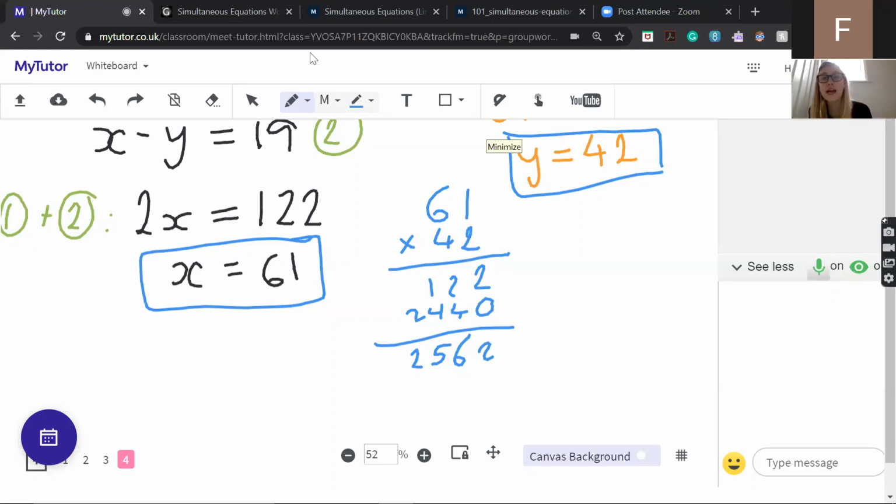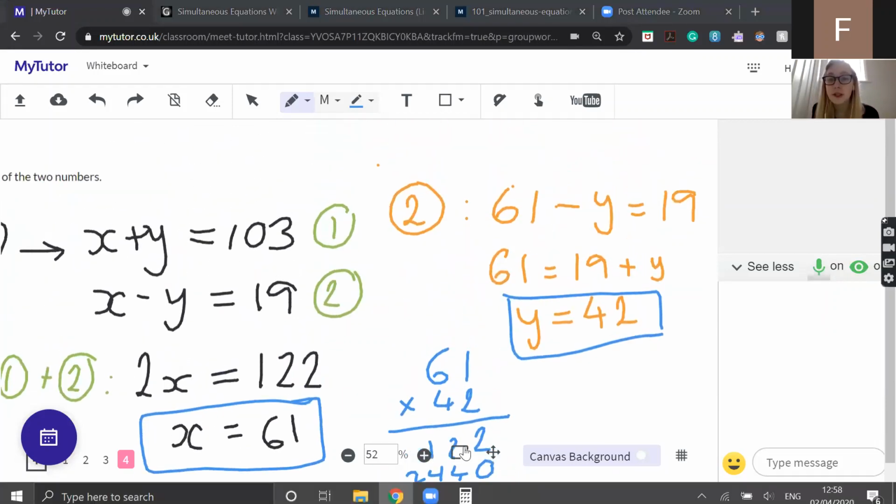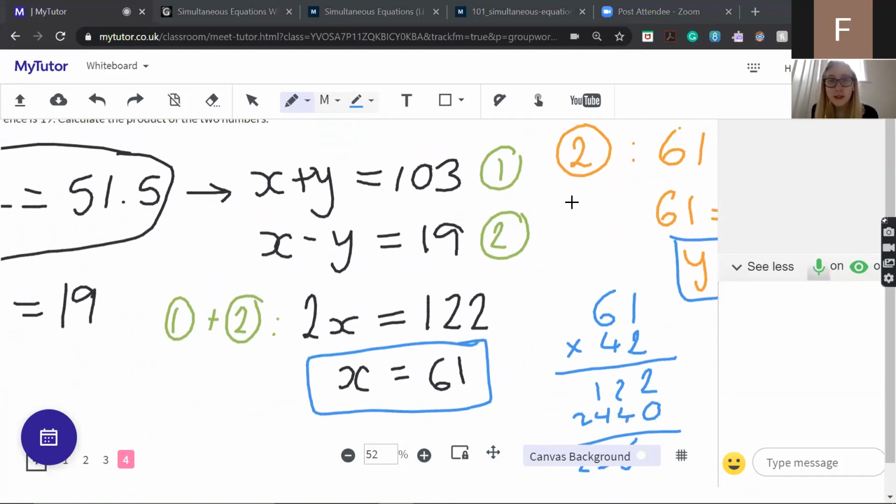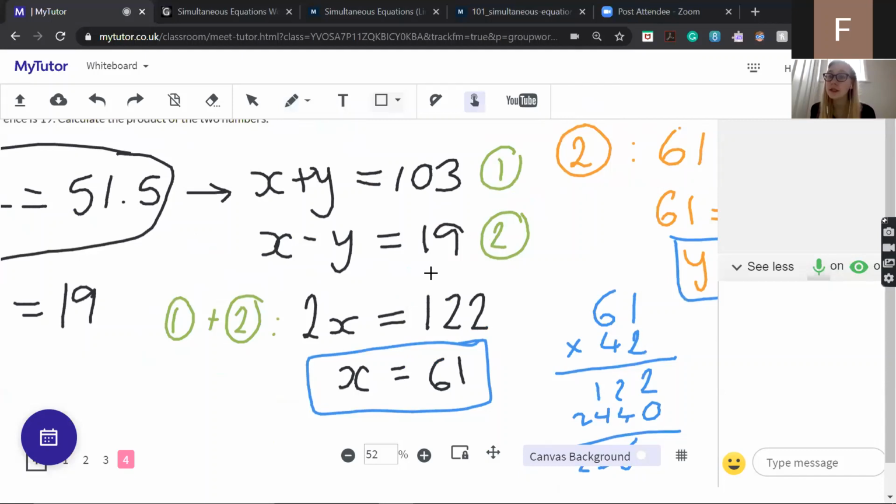Someone said, how do you know when to add or subtract them? Are there rules to know what to do? Not really. I could also have subtracted these. It's just personal preference. As long as what you do works and is mathematically sound, you can do whatever you want.